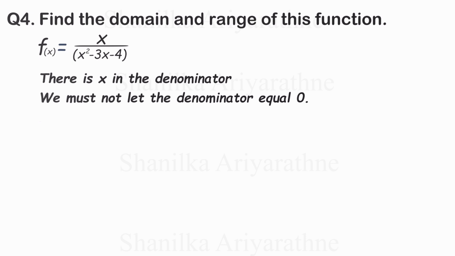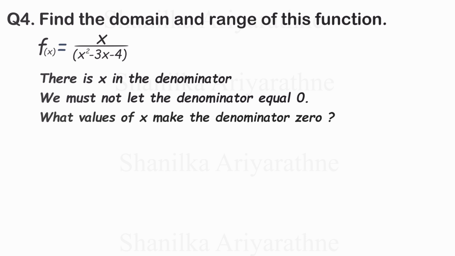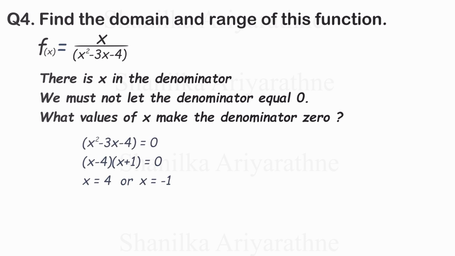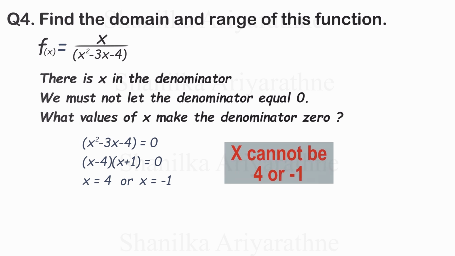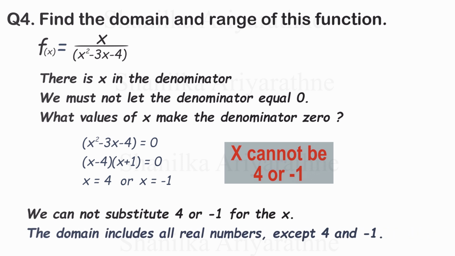If we know the x values that make the denominator 0, we can avoid those. So what values of x make the denominator 0? Let's calculate. It seems 4 and minus 1 make the denominator 0, so we cannot use those values for x. Thus, the domain is all real numbers except minus 1 and 4.